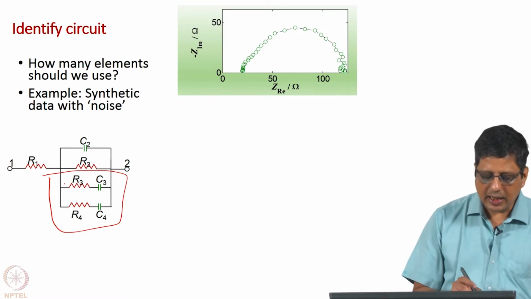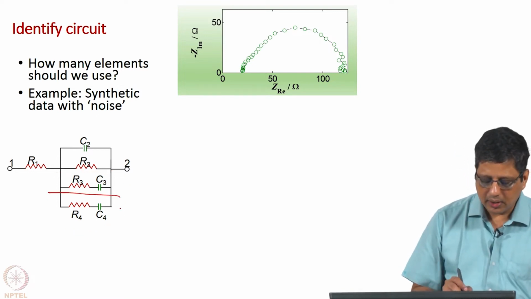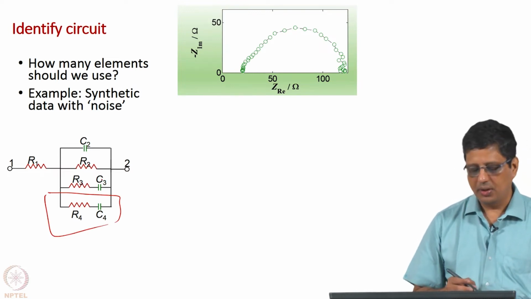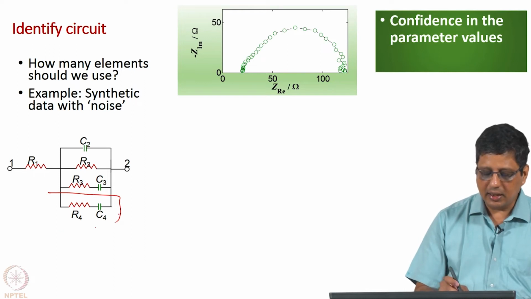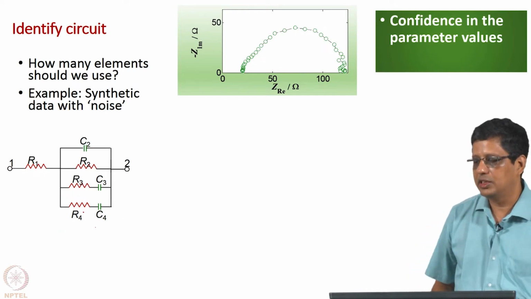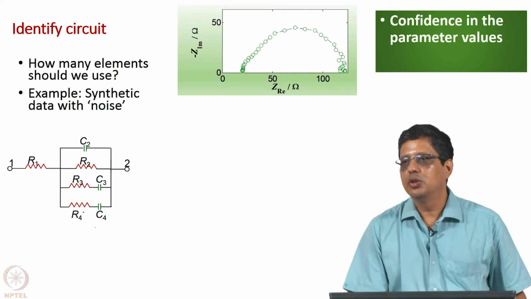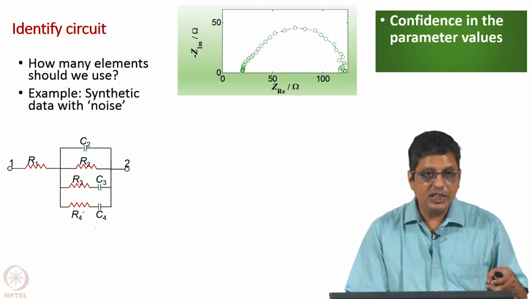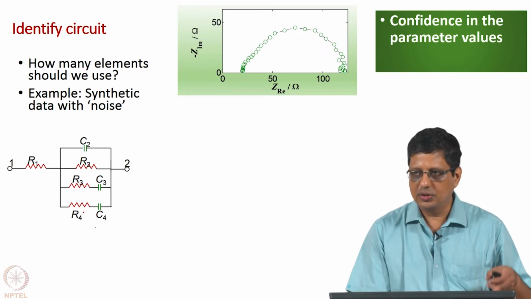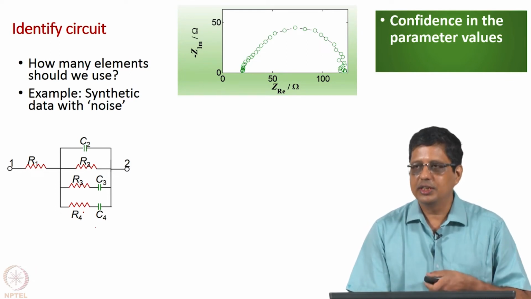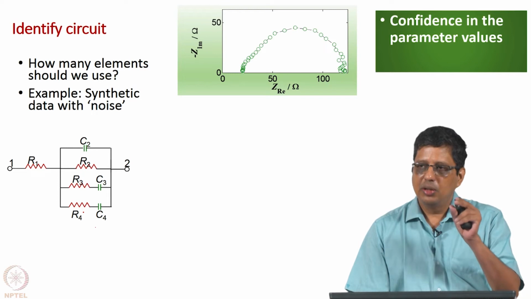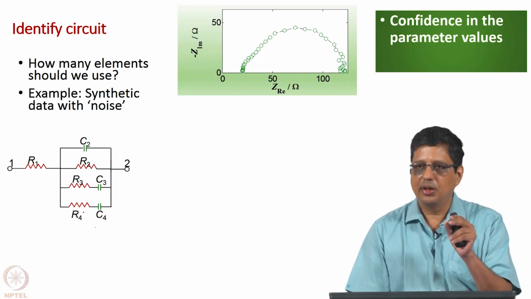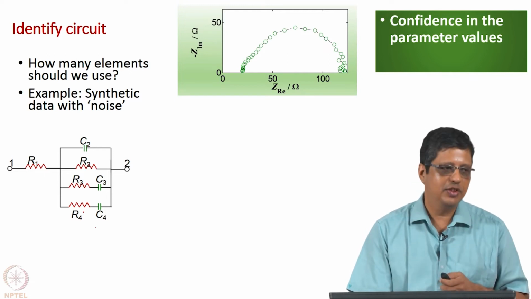Next I will add one more element, I will remove this, I will say I will add R3 and C3. Next I will say I will add R4 and C4 also. So, when you use a software to get the values, the best fit values for R1, C2, R2, C3, R3, etc., when you go through this iteration, software will give you the best fit parameter value, and usually the commercial software will also give you the confidence in each of these parameters.